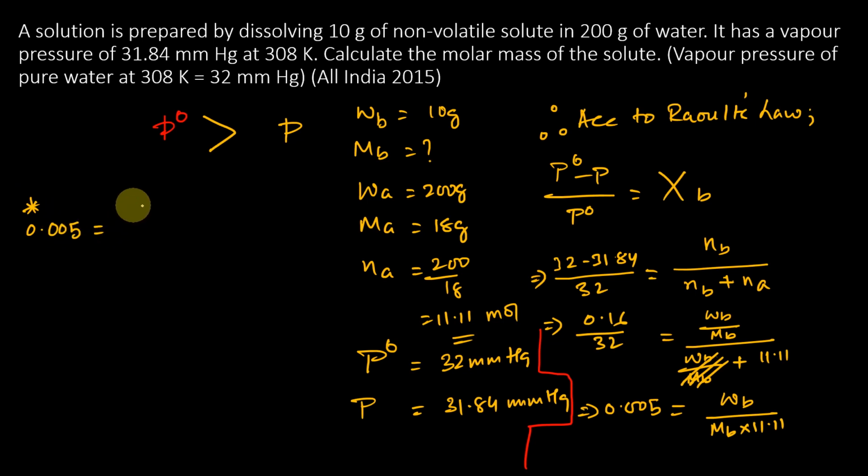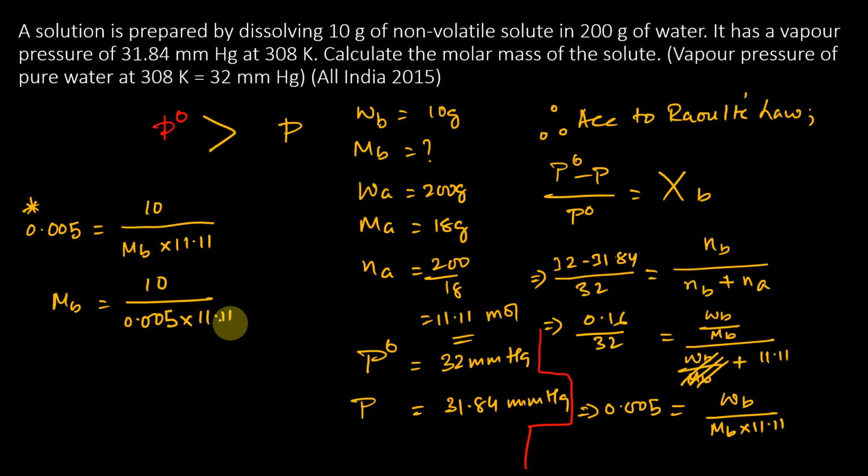0.005 is equal to weight of the solute divided by molar mass. How much is the weight of the solute given? Weight of the solute is 10 gram, divided by molar mass, which we need to find. Then it will be 11.11. So molar mass will be 10 divided by 0.005 into 11.11. So ultimately the solution arrives to the molar mass is 180 gram per mole. So this is our correct answer.